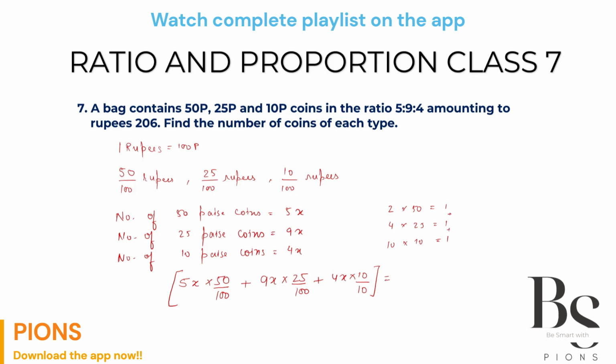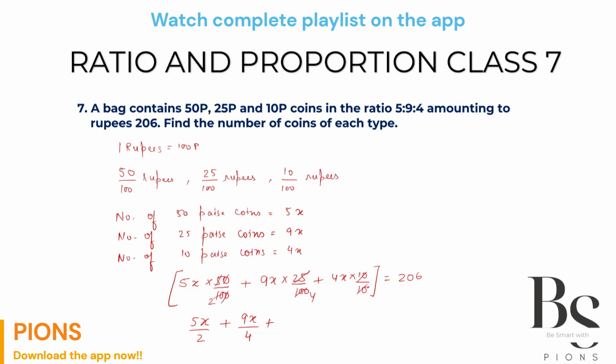So you will do what? You will add all of them here. The total amount is coming as 206. Clear? So now let's figure out the value of x. That will be the number of coins. Not the number of coins, we will multiply that with individual values to get the total amount. So this will become 50 and this cancels out, 5 2s. So it will be 5x by 2 plus 25 4s, 9x by 4, plus 10 cancels with 10.